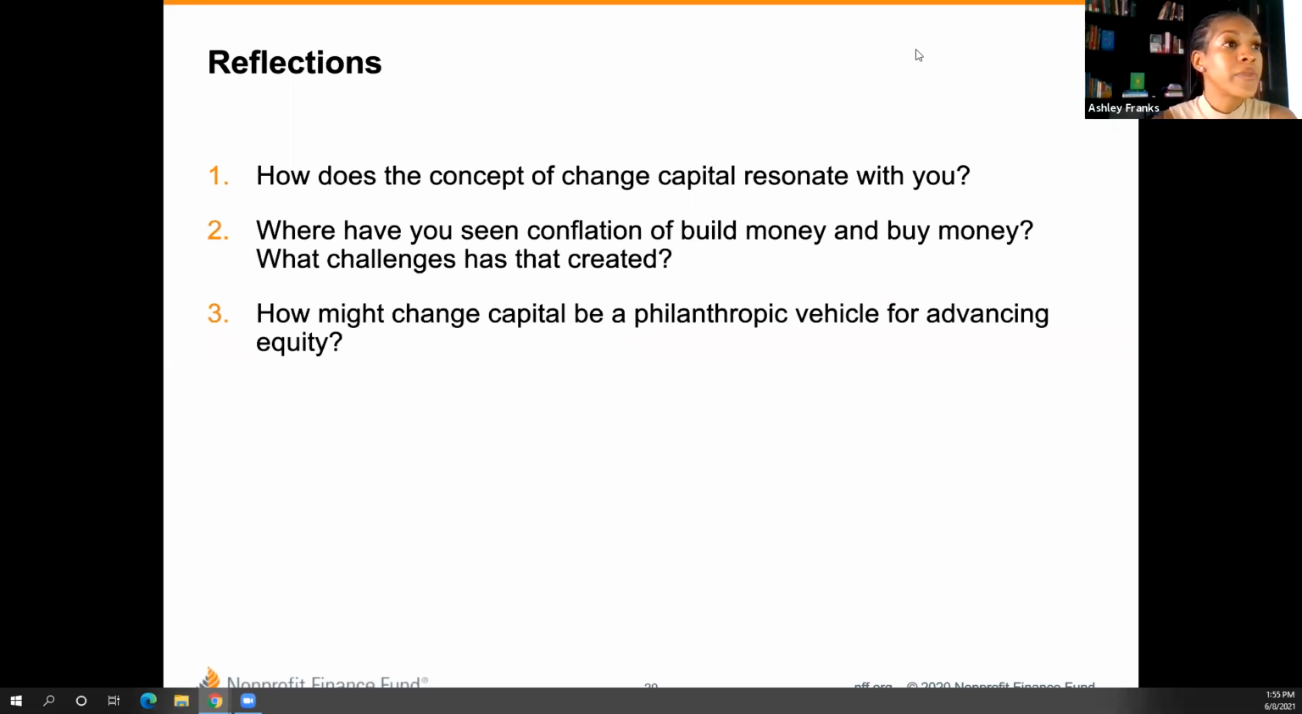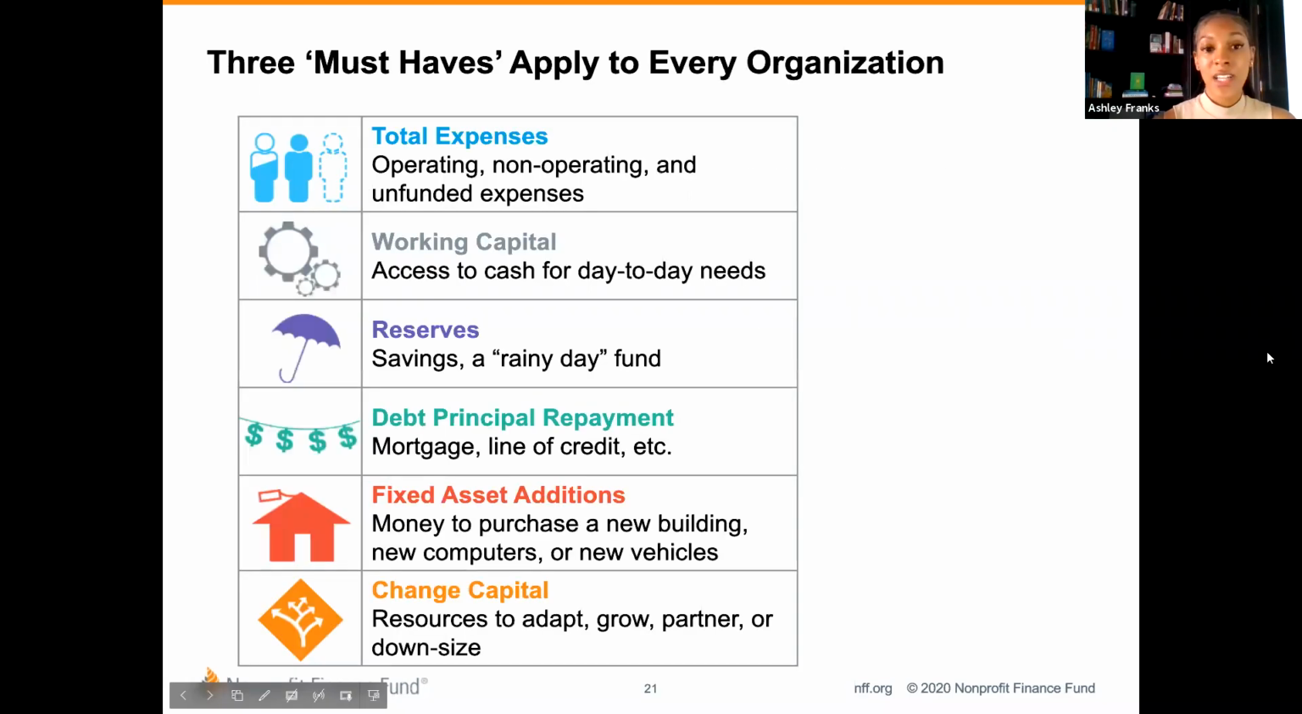Some challenges from conflating build and buy money: in a small nonprofit, the mere act of spending the build money can take a position away from raising buy money. Learning outcome, need to staff for build as well as buy funding. Exactly. Exactly. The two coexisting is the best way. Thank you so much for sharing. I'm going to move us along in the interest of time.